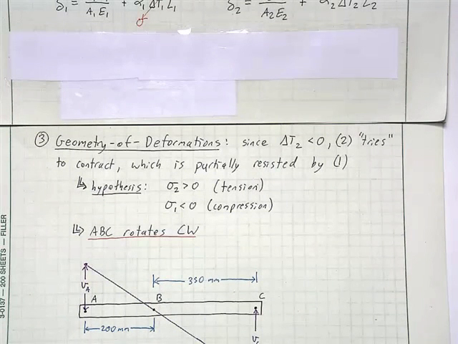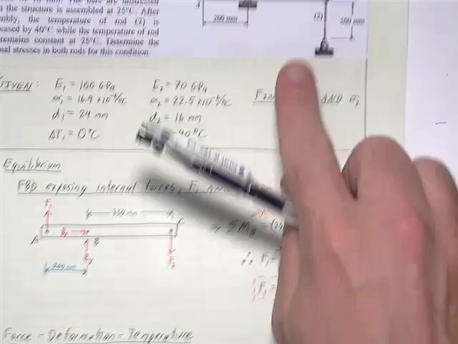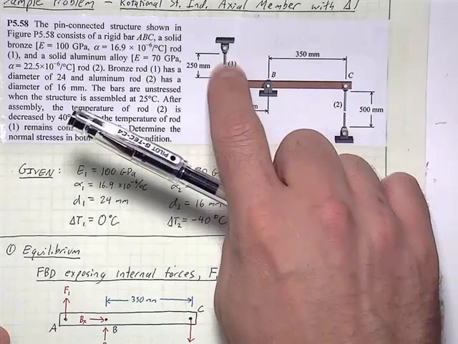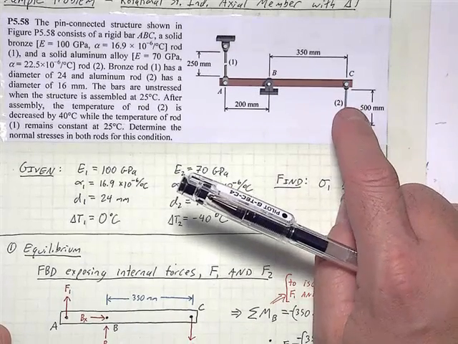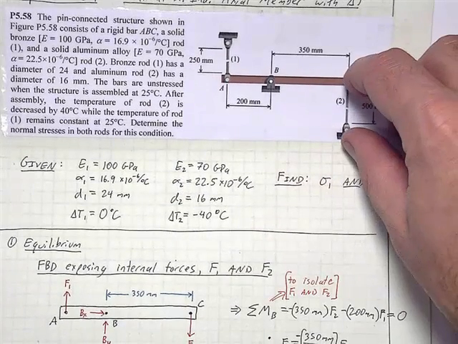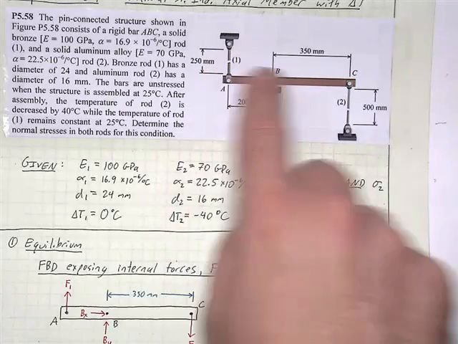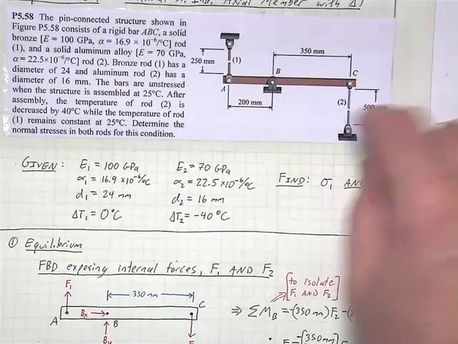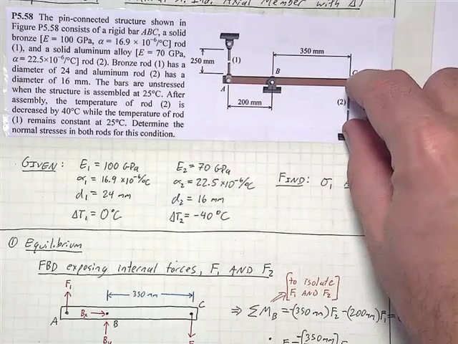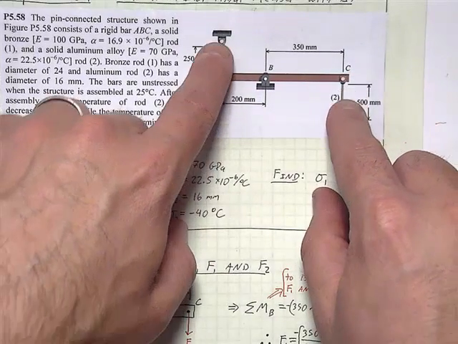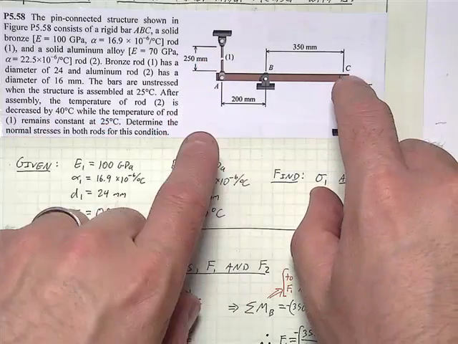Like the last problem, we kind of had to assume a direction. Here we can make an educated guess, and actually know which way it's going to rotate. Member 1 has no temperature change, but member 2 has a temperature drop. So member 2 will want to contract, right? And that will be restricted by member 1. So we're going to get stresses in both because of the restriction from 1. But we know that it's going to rotate in a clockwise fashion.